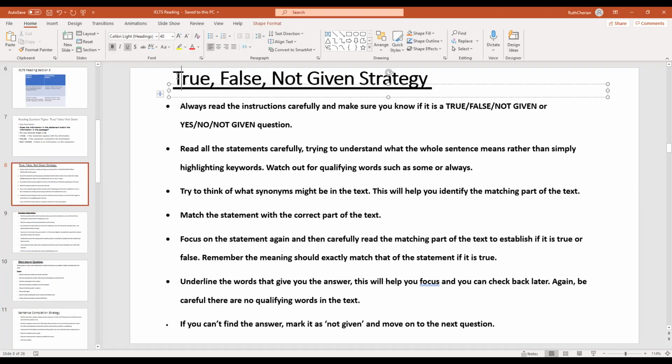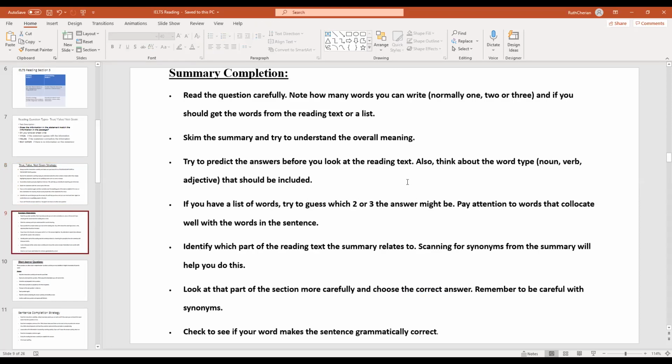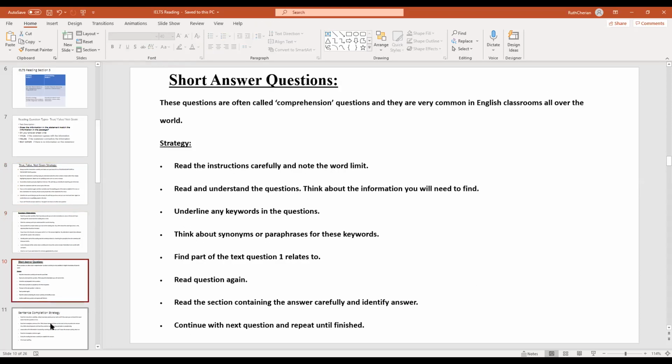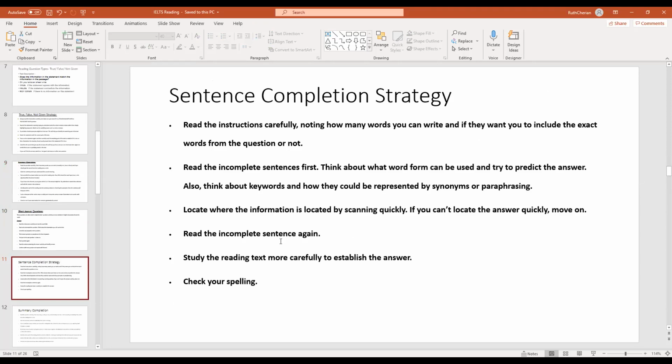So this is kind of a confusing question to many. This is summary completion, which you just did. I'm sorry, the one that you just did is sentence completion. So this is a pretty easy one. For this, find out how many words you have to fill and if you have to take them from the passage. Now let's look at another question.